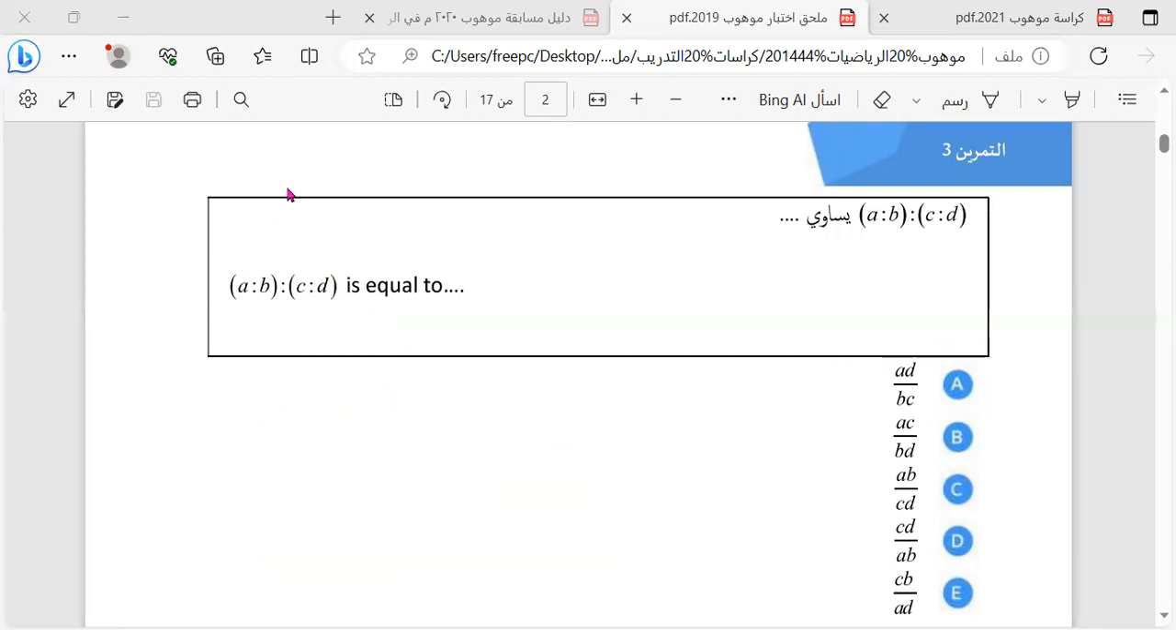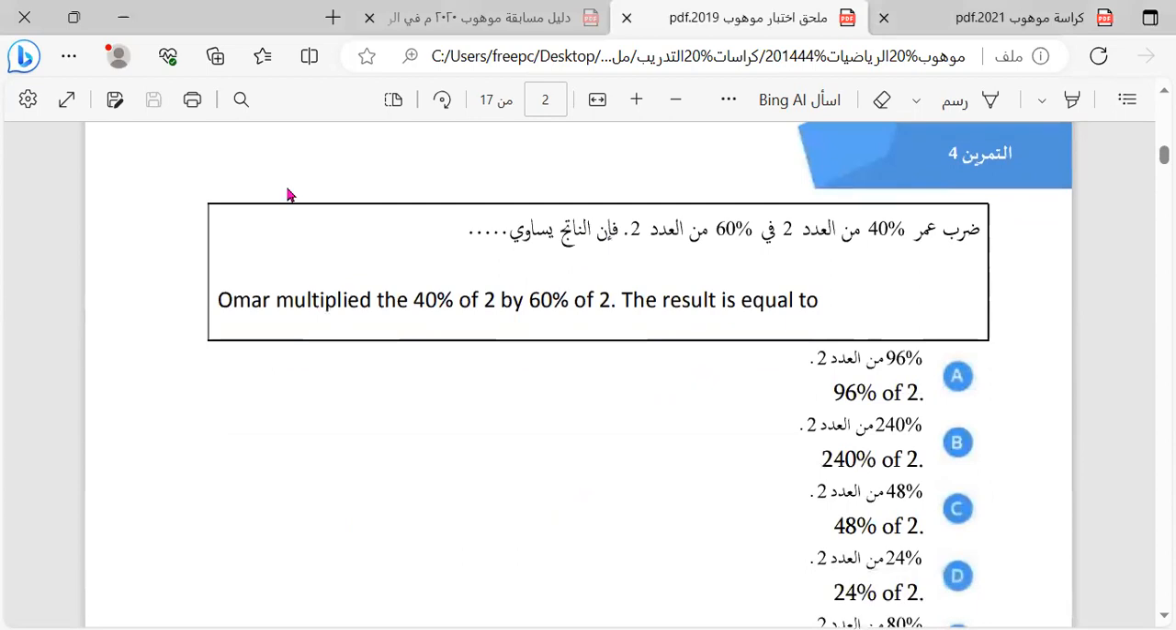Okay, we will go to the fourth question. Okay, can you read, Shahad? I want to do it. Yes, I can read. Okay, read, please. Omar multiplied 40% of 2 by 60% of 2. The result is equal to 96% of 2, or 250% of 2, or 48% of 2, 24% of 2, 80% of 2.